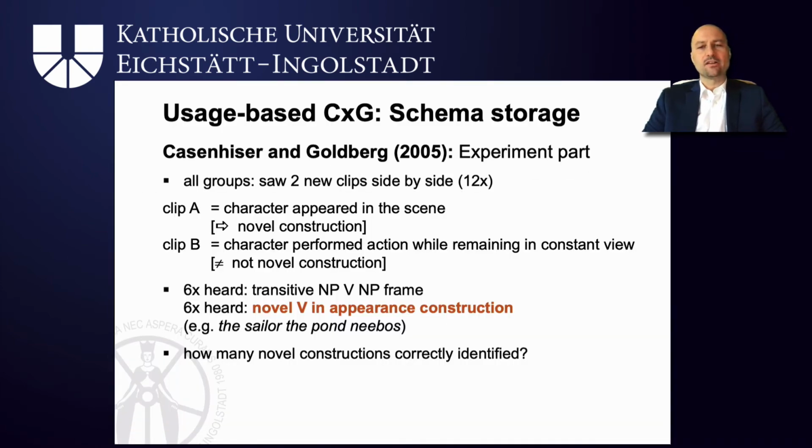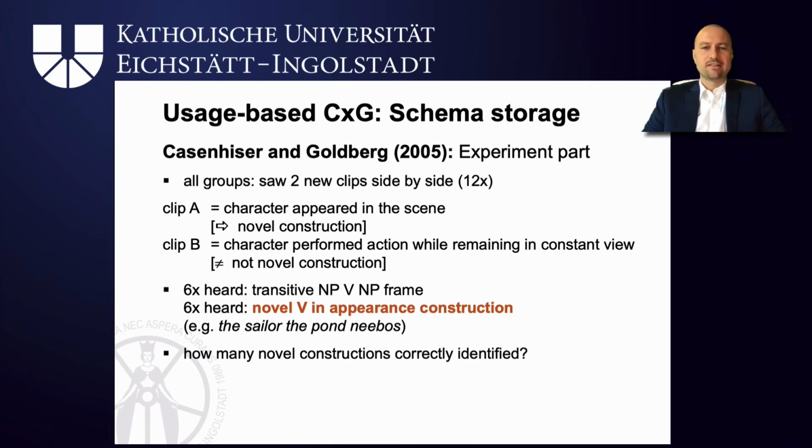So then the actual experiment started. After the training, all groups saw 2 new clips side by side, all in all 12 clips. In clip A, a character appeared in the scene, so that fitted the meaning of the novel construction. In the other clip, a character just performed an action while remaining in constant view, so the frog was just sitting there doing something, but it didn't appear on the scene or on anything. So this second clip didn't fit the novel construction.